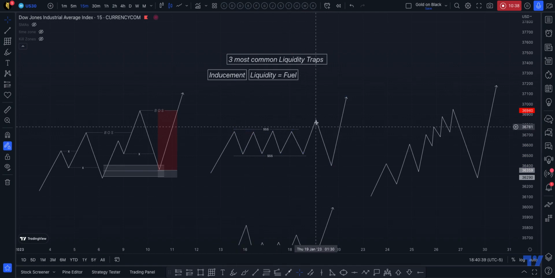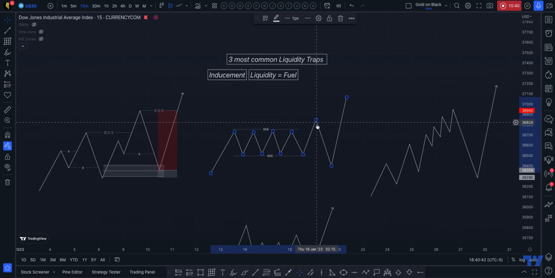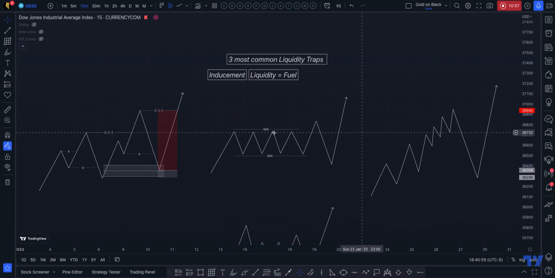Take the fuel from here, and then sometimes the market will just skyrocket right away, or it will come back down. After swiping these sellers out, the market will come back down to swipe these early buyers out, and now is when the price is going to move up. This is doing a lot of things here. The market is even inducing buyers.